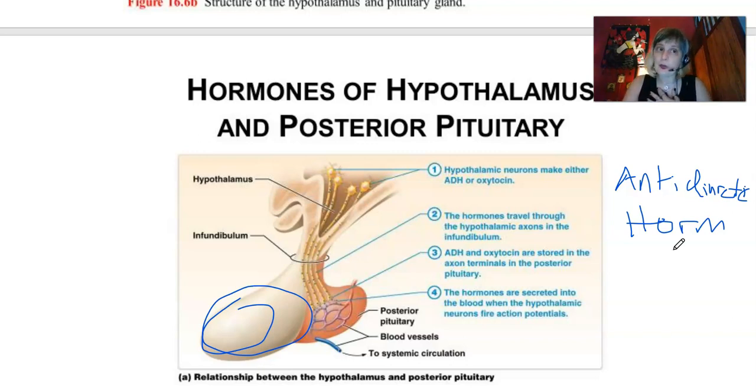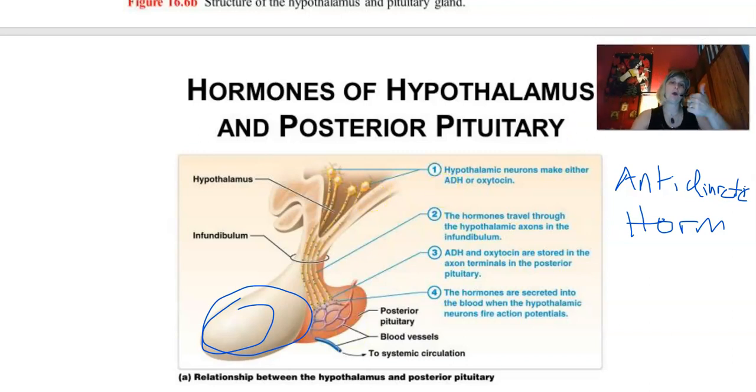Antidiuretic hormone is suppressed, if you must know, by drinking lots of coffee as well as alcohol. Both of those chemicals will inhibit ADH. Okay, now let's move on to oxytocin. So oxytocin, like I said, stored and released in the posterior pituitary, made in the hypothalamus, is going to have three functions, not one. So these three functions, let's go over them.